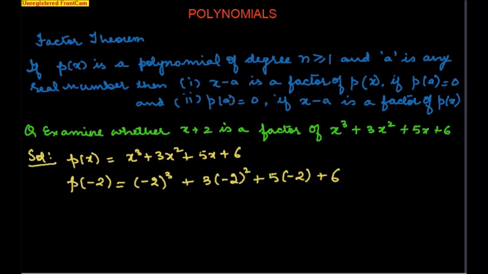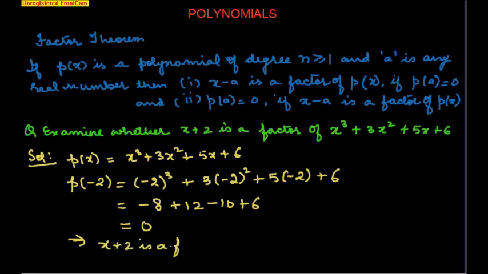See, here we are following the first statement that x minus a is a factor of p(x) if p(a) is equal to 0. So if a is minus 2 here, and I calculate this, I get minus 8 plus 12 minus 10 plus 6. If you calculate this, you'll get 0, which implies that x plus 2 is a factor of p(x). Because the remainder comes out to be 0, so we say that it is a factor of p(x).